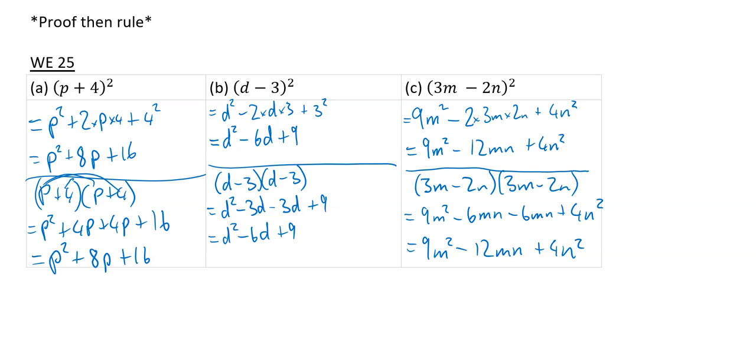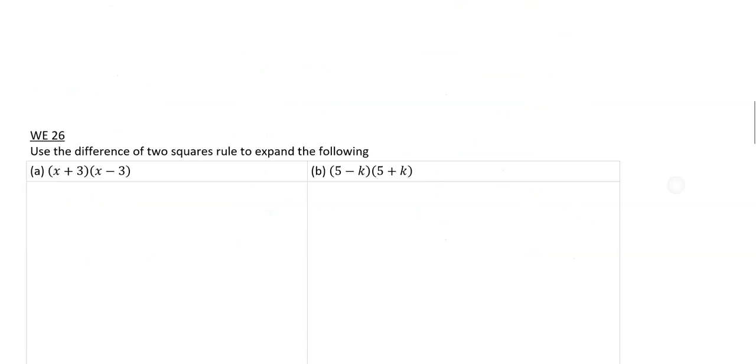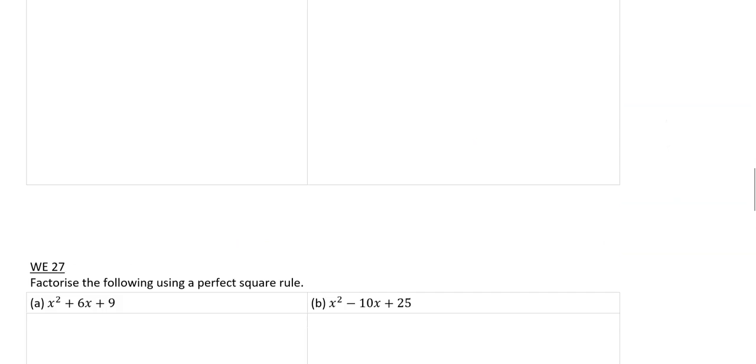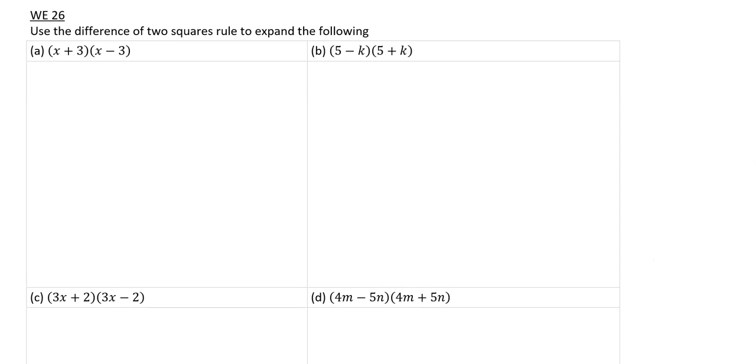A lot of the time we can get things to look like a square minus another square, and then we can factorize it that way, and it's really good. So we have to know it. Any questions about that? Okay, last one. Well, it's not the last one, we've got a few more.